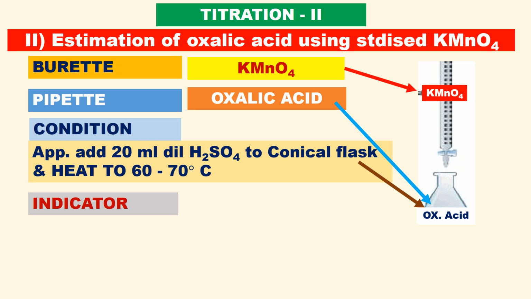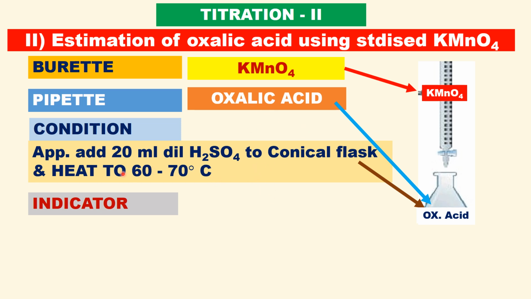This reaction takes place in acidic medium as well as with heat, because oxalic acid has a C-C bond. In this case, it is broken to CO2. The bond is broken, so we need to heat. This is to break a bond; it is an endothermic process.